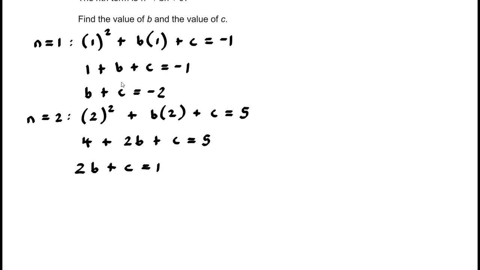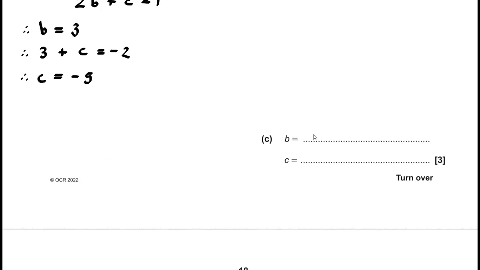So now if we notice we've got the same number of c's, we can subtract these equations. 2b subtract b is b. c subtract c is 0. 1 subtract negative 2 is 3. So b is 3, and with b equaling 3, we would have 3 plus c equals negative 2, which means c equals negative 5. So we have b equals 3, c equals negative 5.